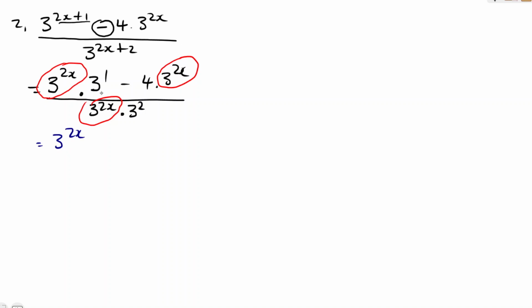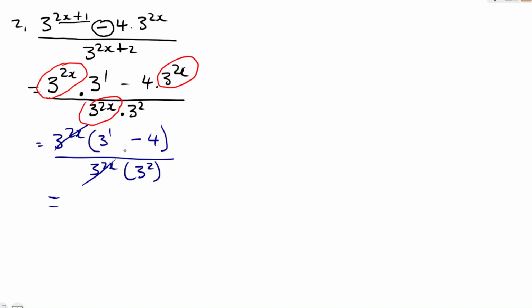So remember, this is one term. So if you take 3 to the power of 2x there, you'll be left with that 3 to the power of 1. Minus, if you take this 3 to the power of 2x, you'll be left with that 4. Now on your denominator, you just have one term. So if you take out 3 to the power of 2x, you'll still be left with that 3 to the power of 2. So you know that the common factor cancels, then you are left there with 3 minus 4.